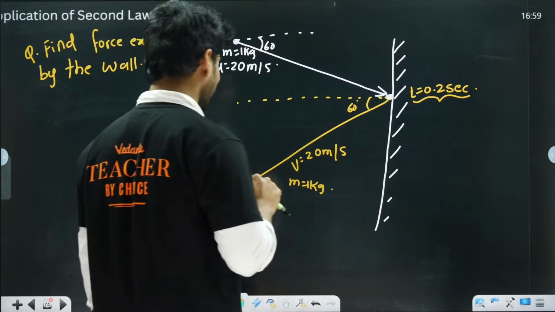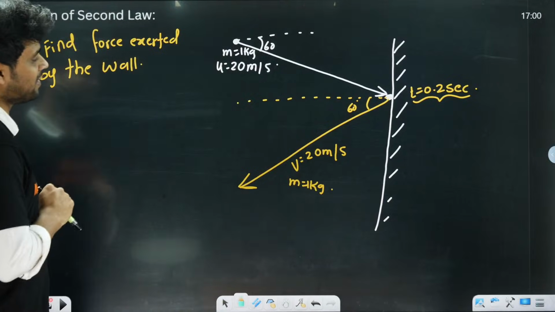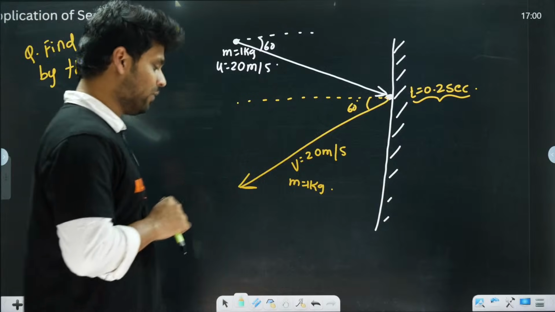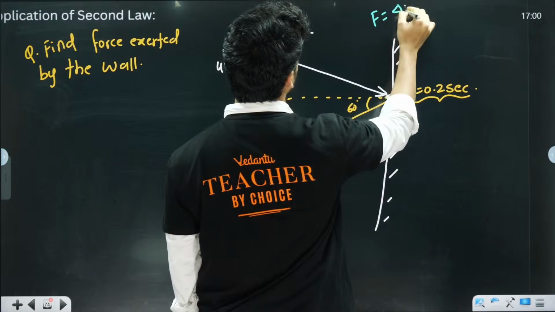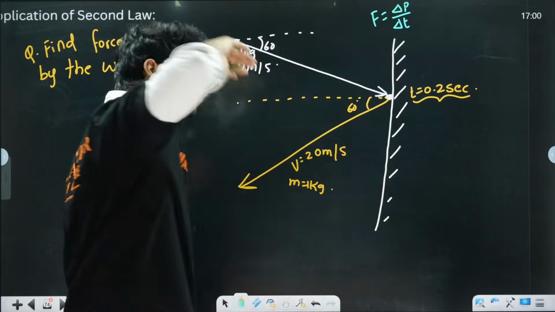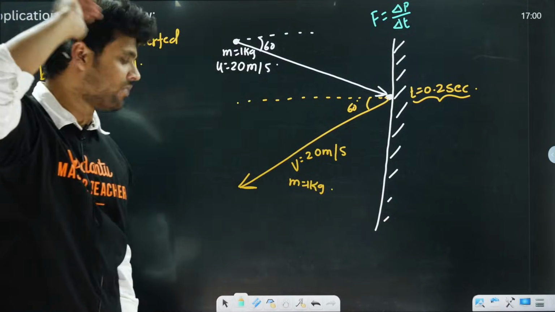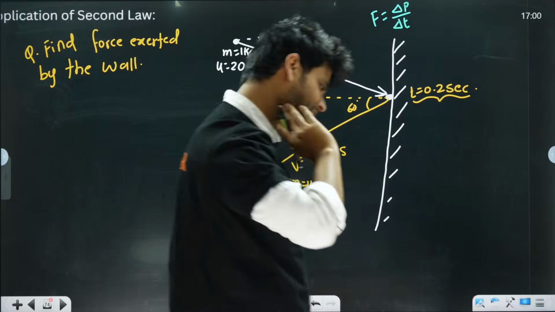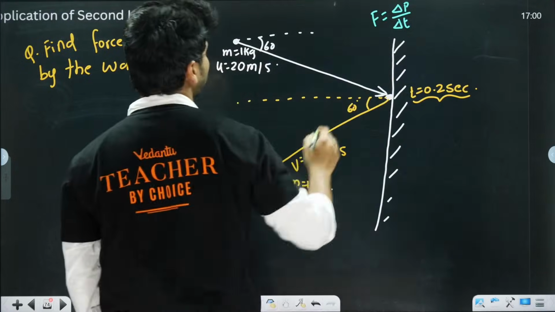Sir, what is Newton's second law? Second law of motion, sir: F is equal to delta P divided by delta T. Delta P is the momentum change. Calculate the initial momentum, calculate the final momentum, and subtract the two to get the change in momentum.